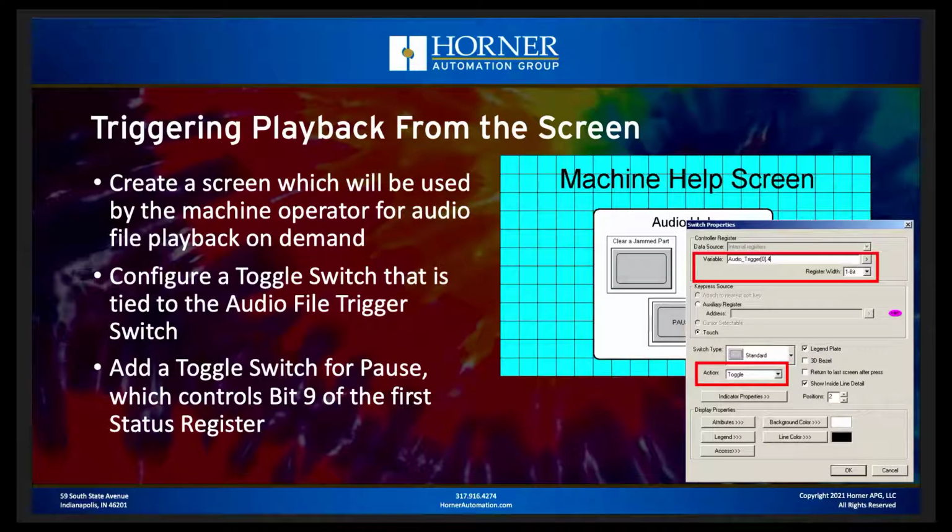Okay, now let's talk about one possibility for using the audio capability, and that would be for triggering playback from the screen. Okay, so let's say that you have an operator or a machine that's in a very quiet environment. You know, we're not talking about a stamping plant or something like that. We're basically talking about a relatively quiet environment.